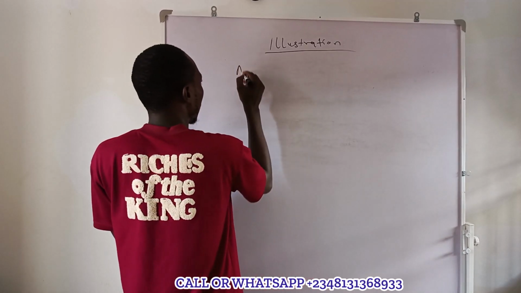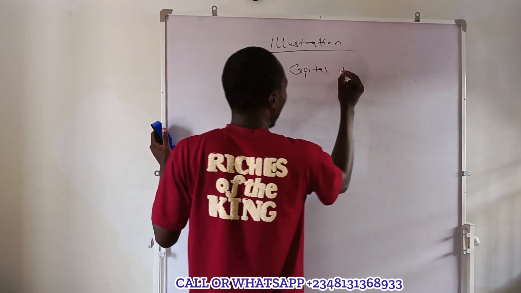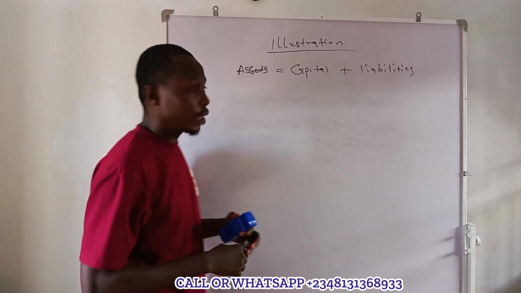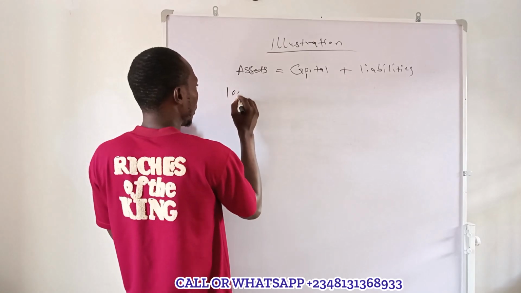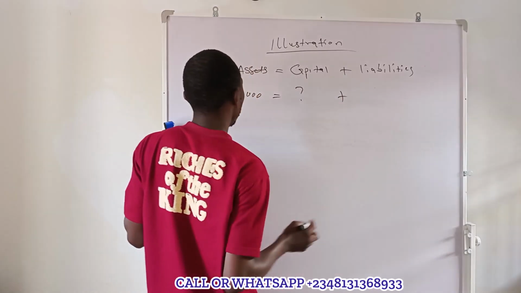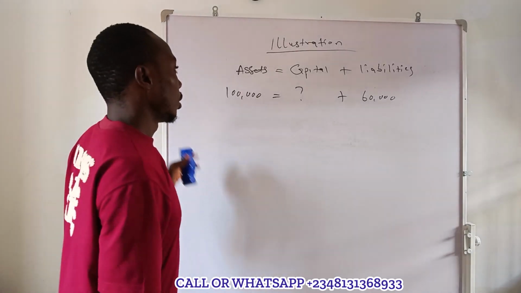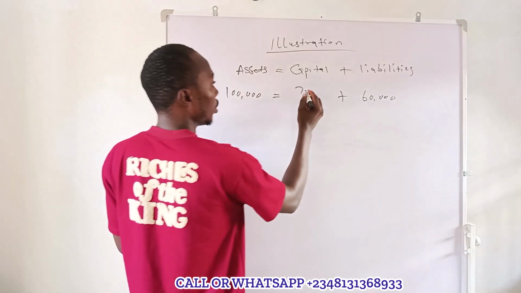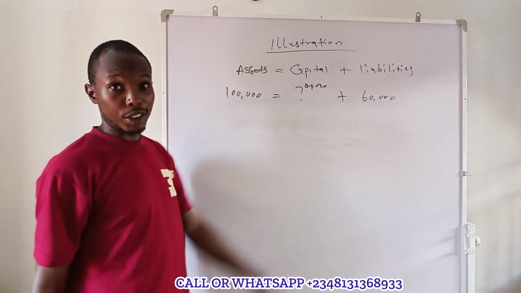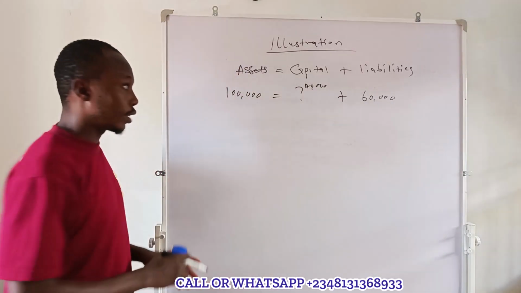Let me write that out. So assets equal to capital plus liabilities, right? So let's say we have 100,000 here, then equal to capital is unknown, then plus 60. So that is the reason why the answer here would be 40,000, because we know that this is a balance sheet accounting equation. Your capital plus liability have to equate your assets.